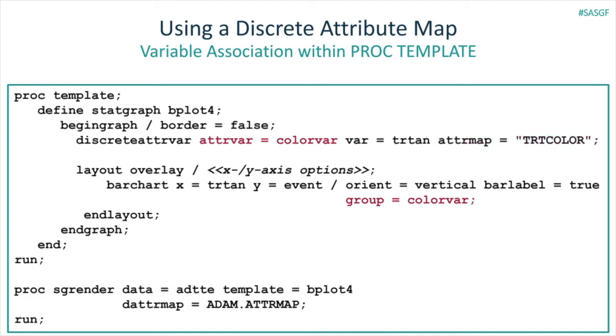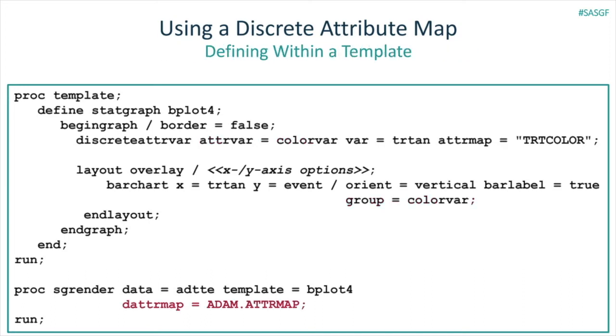Now that we've specified our discrete attribute statement, we can use that associated name, the attribute, and reference that on our plot statement. You'll notice in the bar chart statement for the grouping, we are using colorvar as our group variable versus just using TRTAN. If we did not have the attribute map, we would typically use our treatment variable as our grouping, but because our treatment variable now has this attribute tied to it, we want to use that attribute map associated name, which is the colorvar association. Now this is going to tie those colors with that treatment group variable, so that we get the colors we want on our output when we render it.